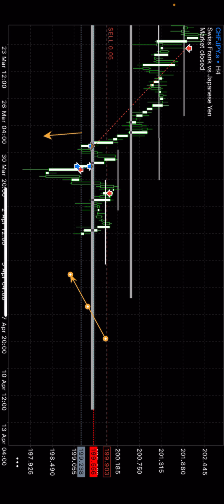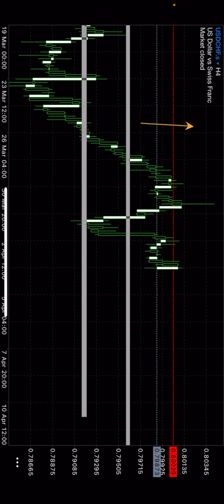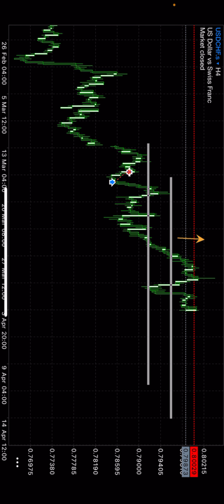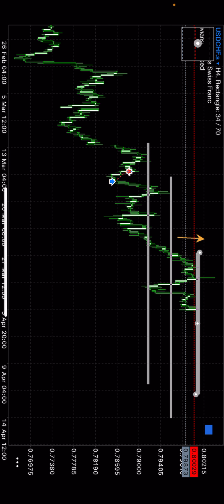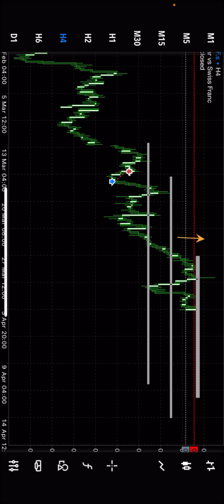What trade am I going to break down again? I stopped at, okay, this is USD CHF. For those that want to trade USD CHF this week, I'm not going to trade it though, but let me just break it down for you guys.